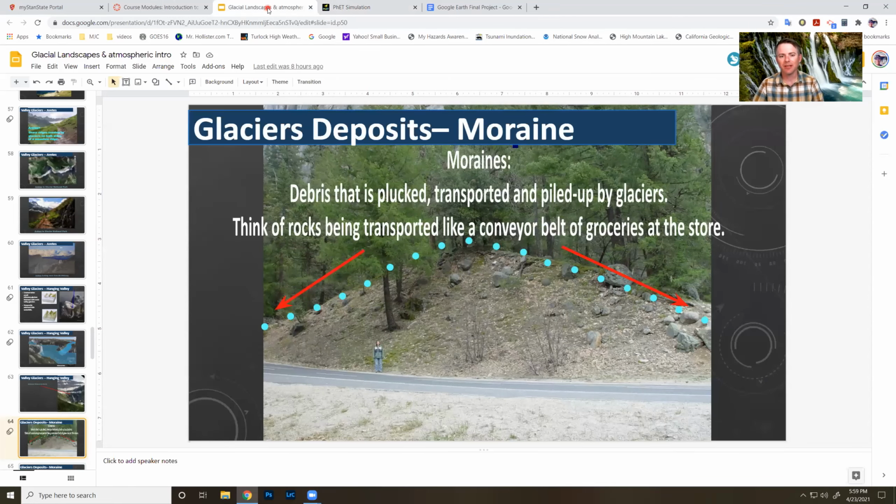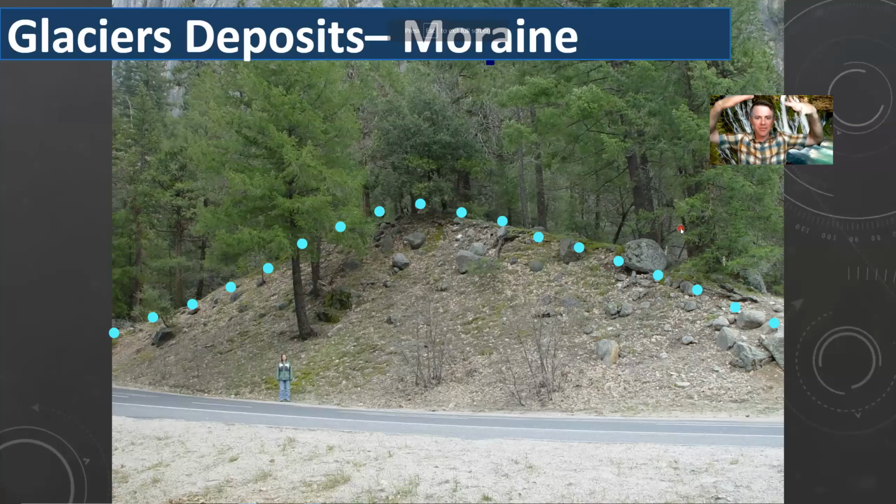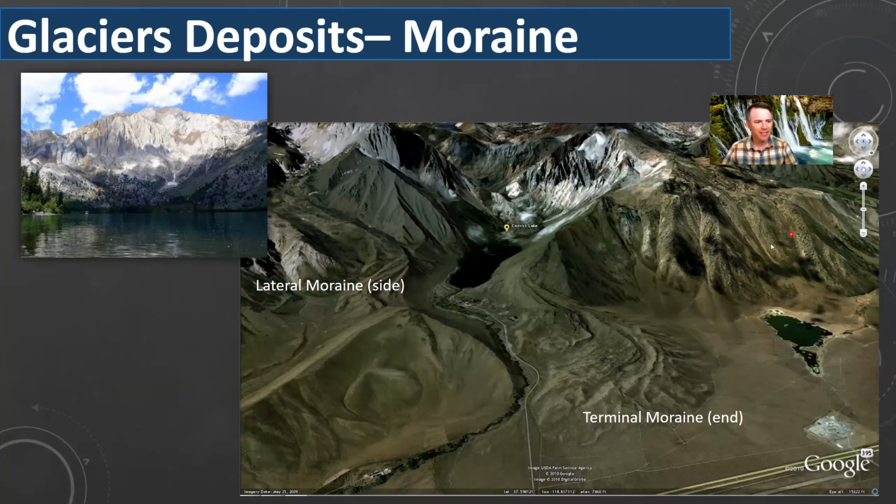All right. So it's all the stuff that was plucked and transported and left behind. It's very much like the conveyor belt at a grocery store. So some people get the idea that it bulldozes through and bulldozes stuff like a bulldozer does. That's not what happens. It actually is transported more like a conveyor belt and then gets dumped at the end of the conveyor belt and builds up. So the bigger and taller the moraine means the longer the glacier was there dumping stuff in that spot, for the most part.